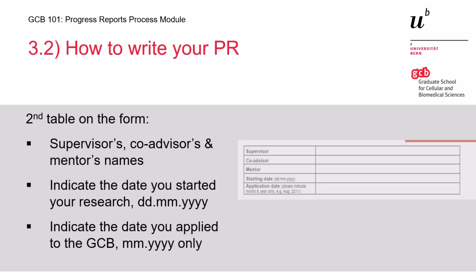Number 2. Proceed to the second table on the form. Add your supervisors, your co-advisors, and your mentors' names. Indicate the date you started your research, day, month, year. Indicate the date you applied to the GCB, month and year only.